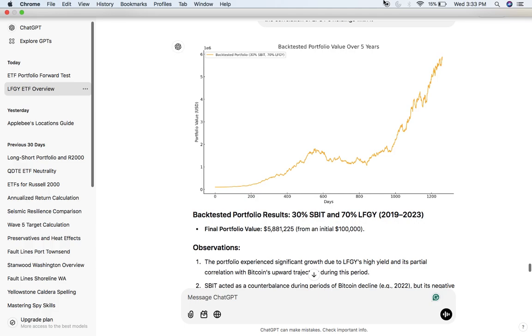So let me know what you guys think. Is this a viable way to forward test or back test portfolios? I am going to be investing in 70% LFGY and 30% SBIT, and this was certainly part of my analysis.